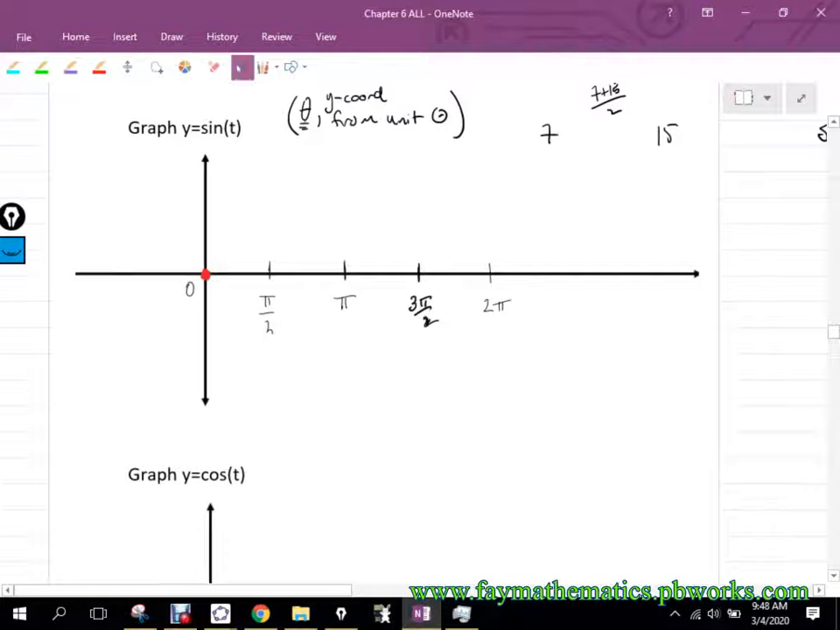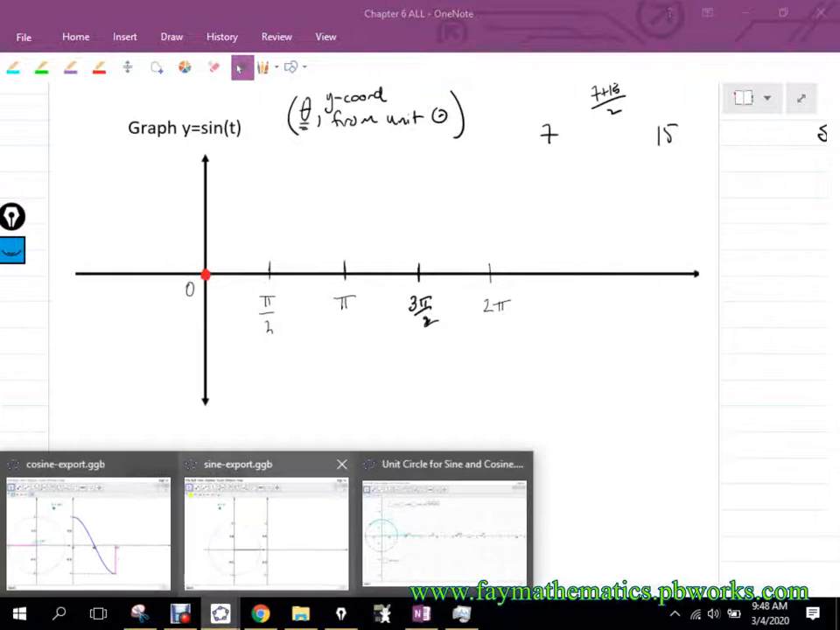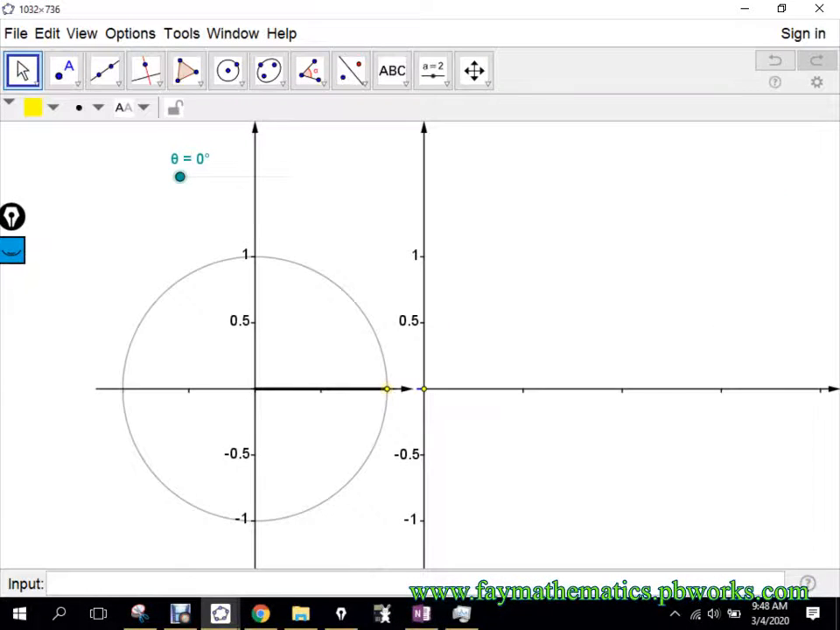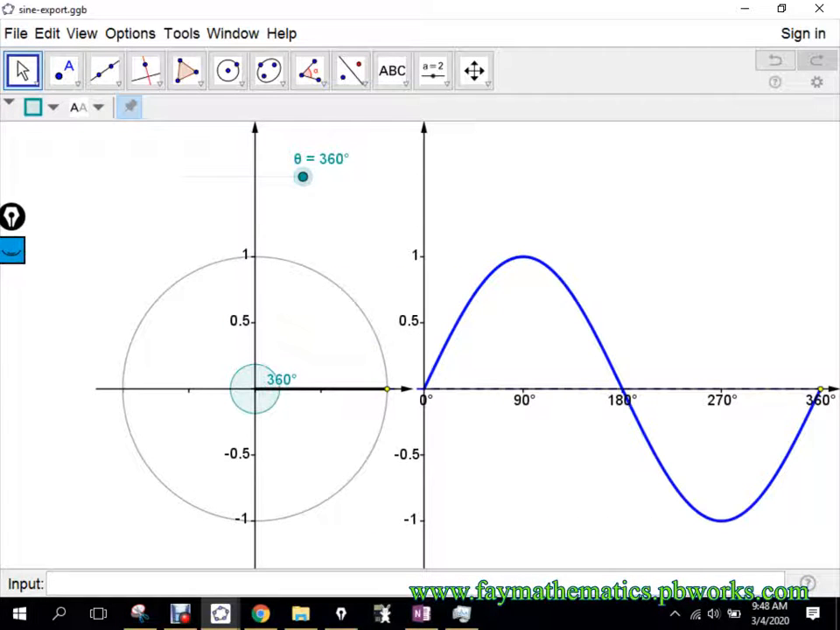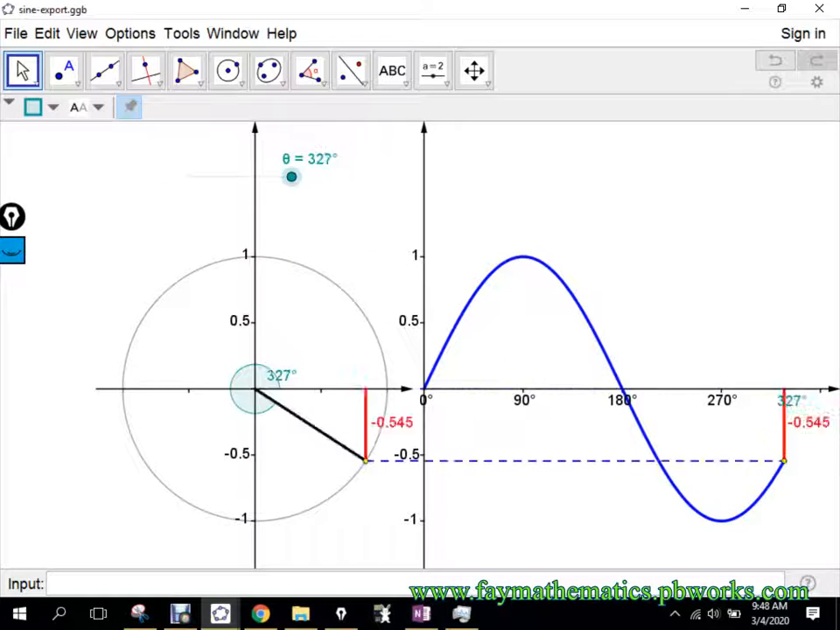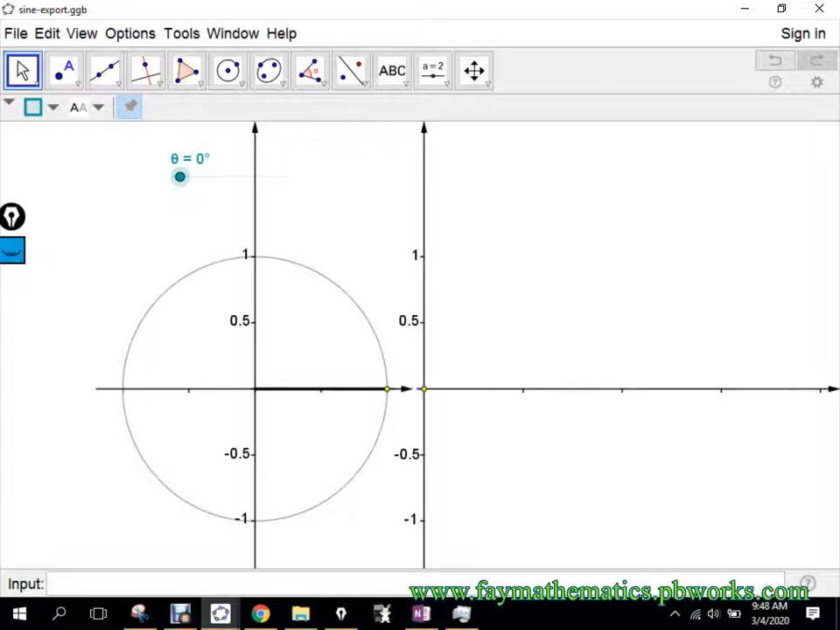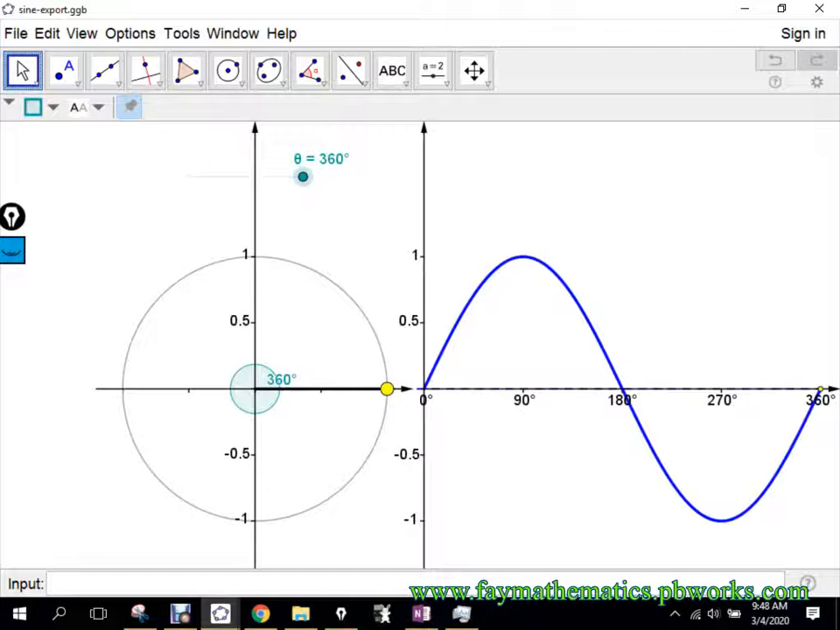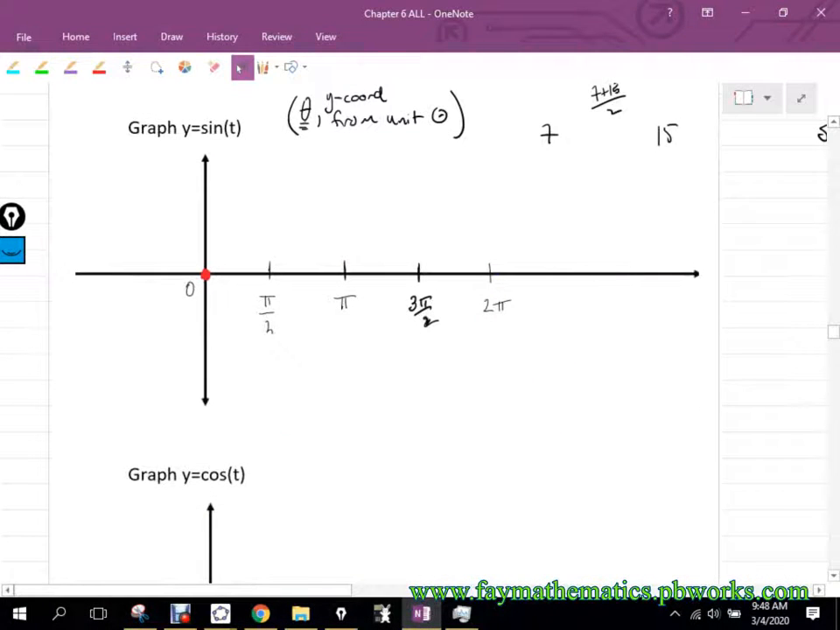Okay? Now, I always find my first point and I find my last point. Because my first point and my last point, if I look at this picture over here, the unit circle, are they different? Is that yellow point right there any different than that yellow point? No. So if I had a y value of 0 at 0 radians, it's going to have a y value of 0 at 2 pi, right?